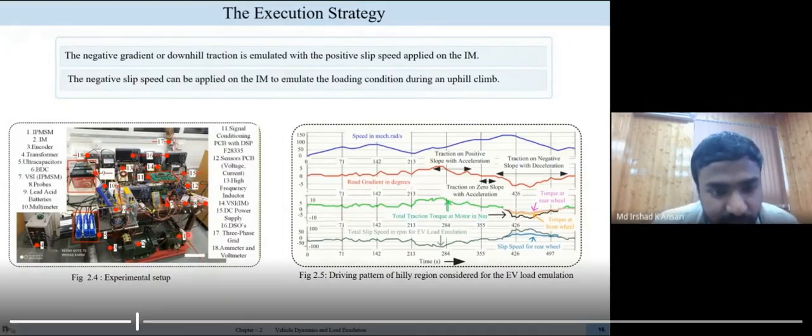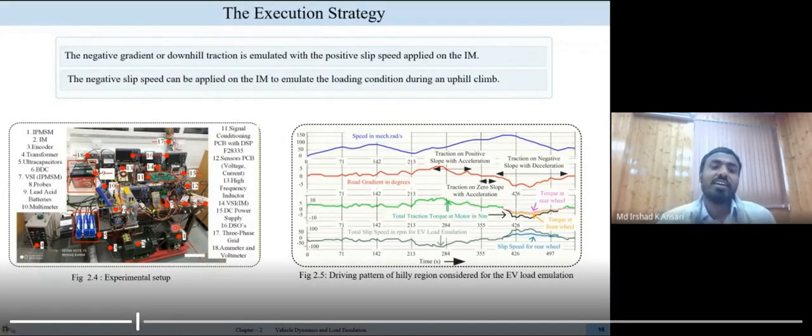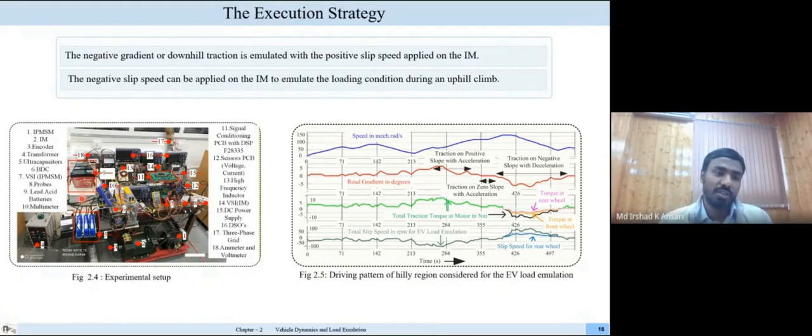This is the IPMSM motor which is acting as a traction motor, and it is being powered with the help of these batteries, either the lead-acid battery or the lithium battery for the respective research gap, and it is being controlled through this voltage source inverter. The second mechanically coupled motor is the induction motor, which is emulating the EV load. This motor is being controlled through the slip speed control, which is powered through this three-phase grid and controlled through a different voltage source inverter.